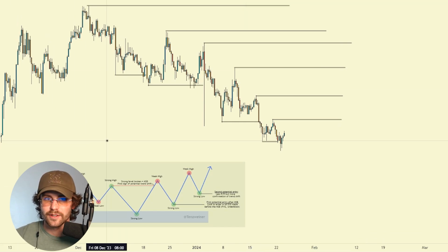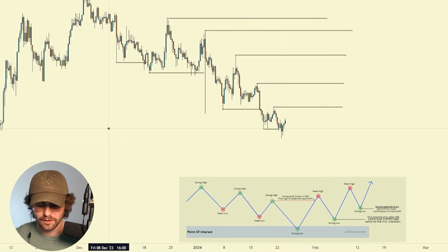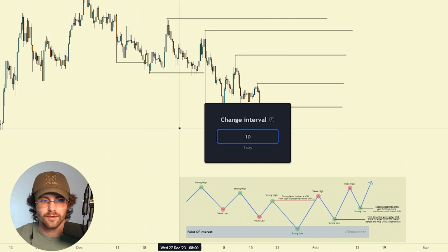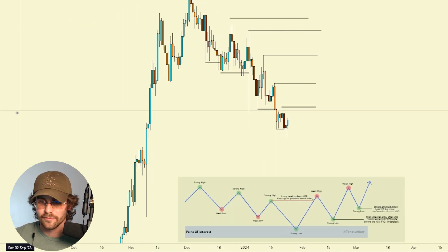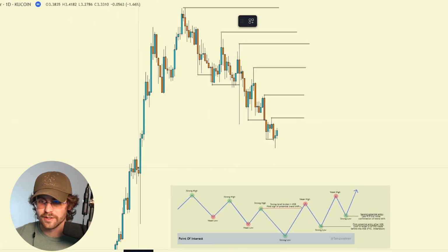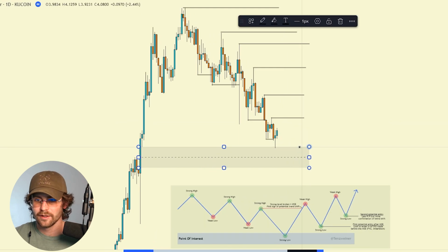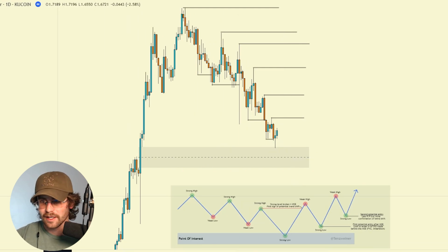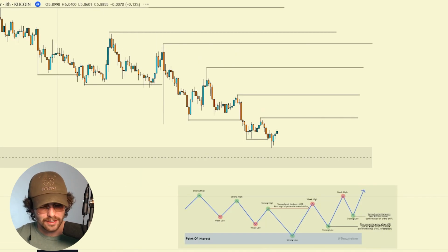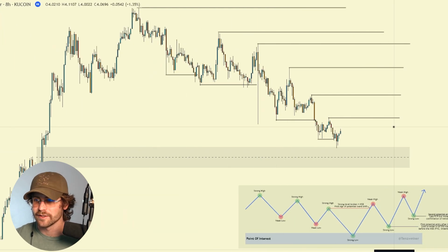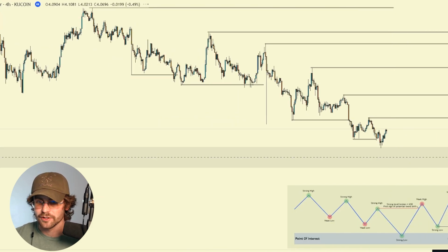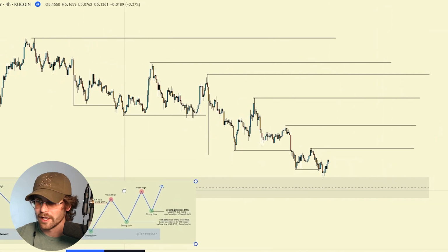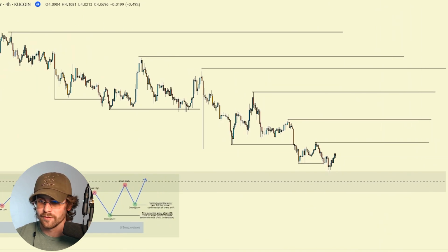One thing also to note as we move to the 1 day, we're going to mark the one key point of imbalance, right? This is the point of interest, this daily fair value gap. And we're going to move back down to the 8-hour and show you guys exactly how you can take advantage of this, understanding the market structure shift. So for now, no market structure shift.